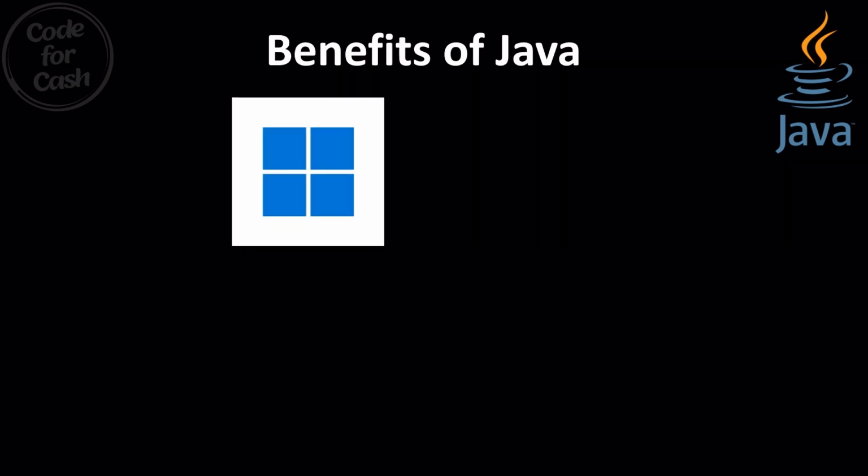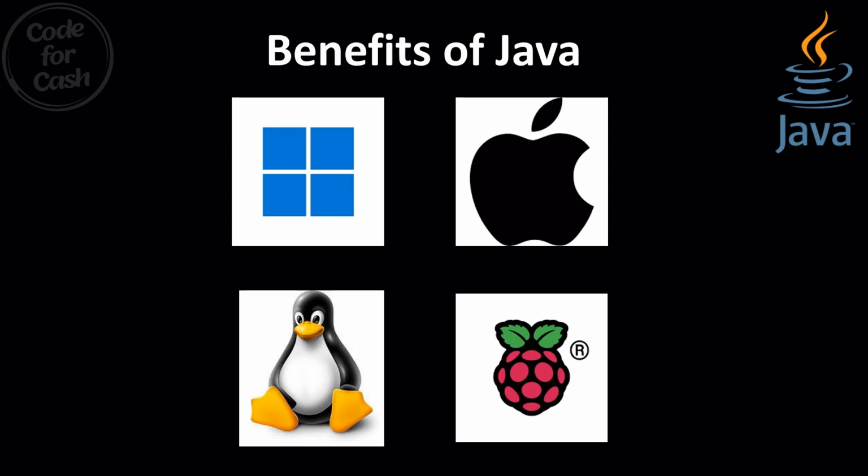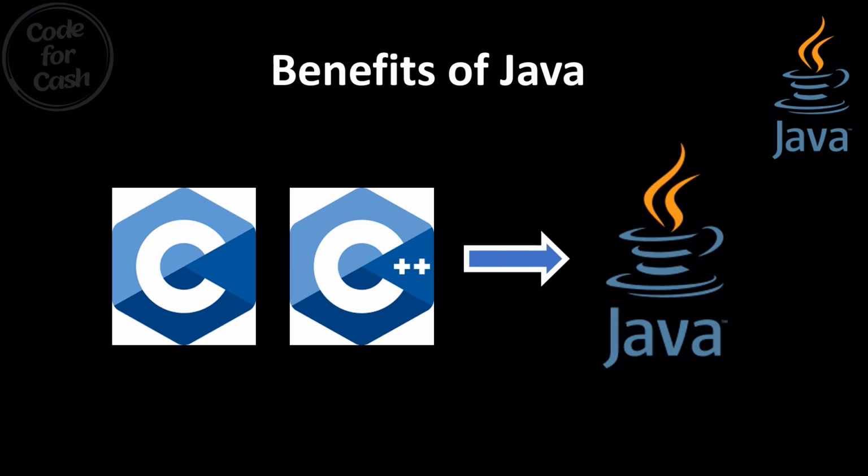Benefits of Java, as I have already mentioned: it can be used to develop applications for Windows, Mac, Linux, and Raspberry Pi. On any of these operating systems, we can develop applications using Java. And if you are already a C or C++ developer, it is highly recommended and easy for you to shift to Java, because the syntax of C, C++, and Java are similar to some extent. So you can easily switch over from those languages to Java.